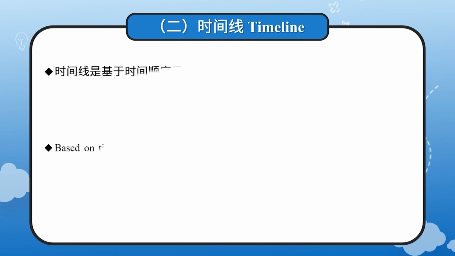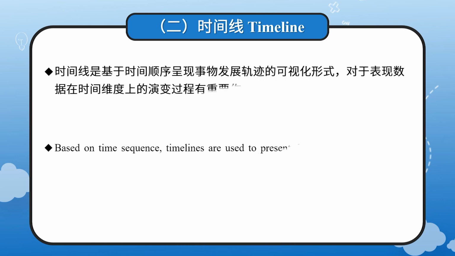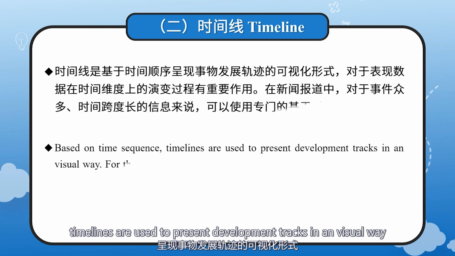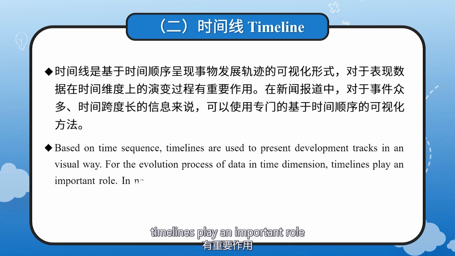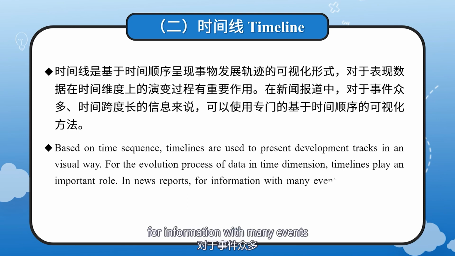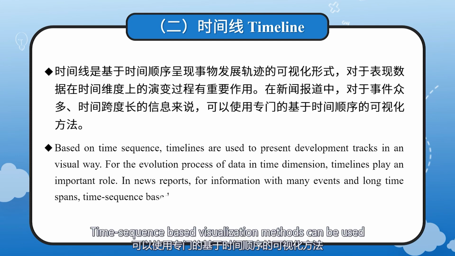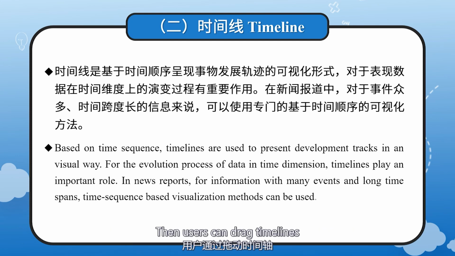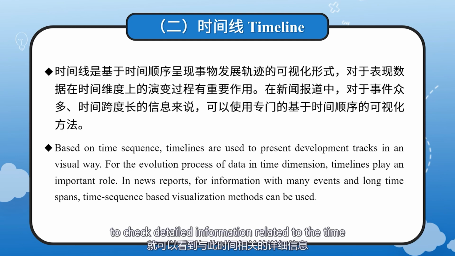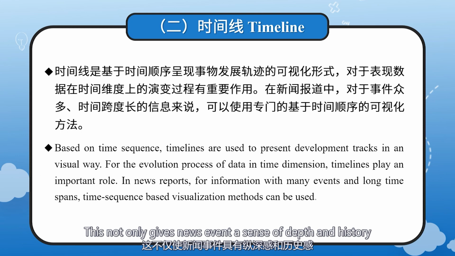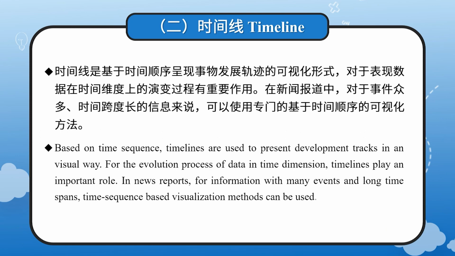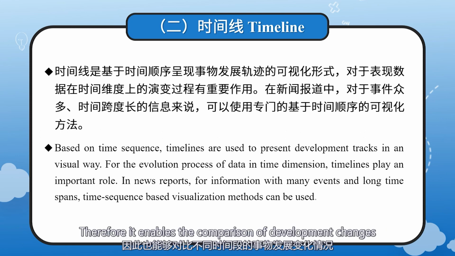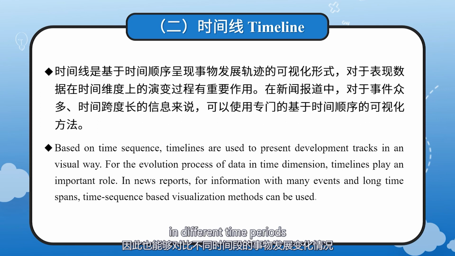Second, timeline. Based on time sequence, timelines are used to present development tracks in a visual way. For the evolution process of data in time dimension, timelines play an important role. In news reports, for information with many events and long time spans, time sequence-based visualization methods can be used. Then users can check timelines to check detailed information related to the time. This not only gives news events a sense of depth and history, but also enhances audience engagement. The timeline presents single-dimensional or multi-dimensional data in charts. Therefore, it enables the comparison of development challenges in different time periods.